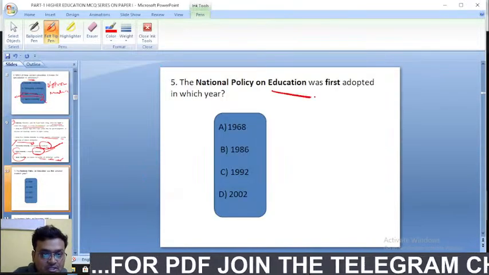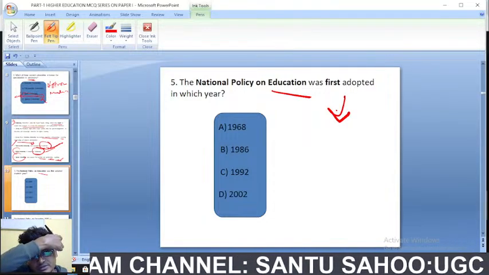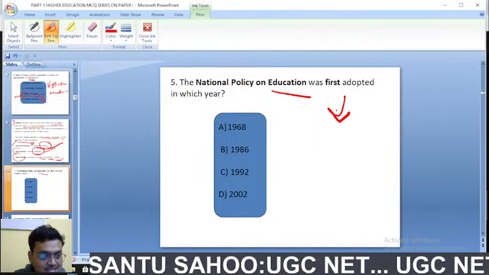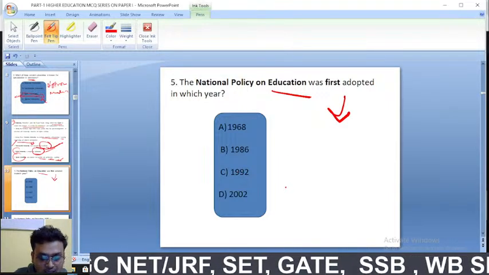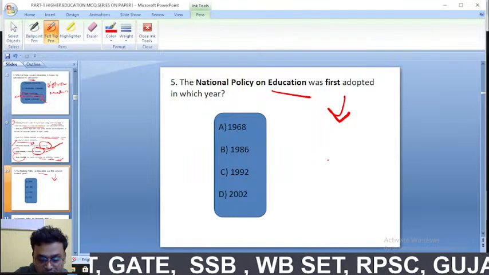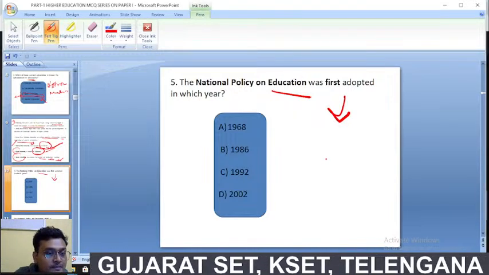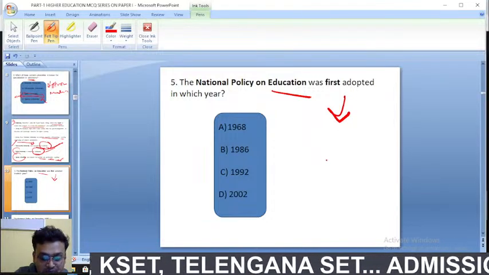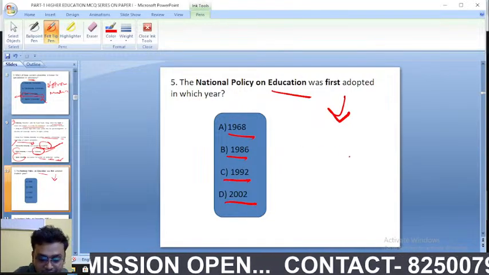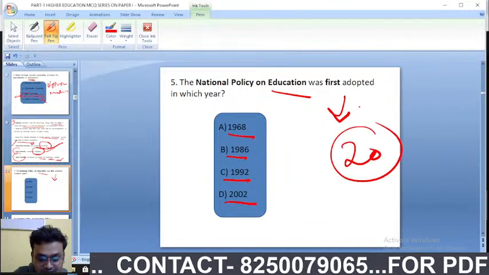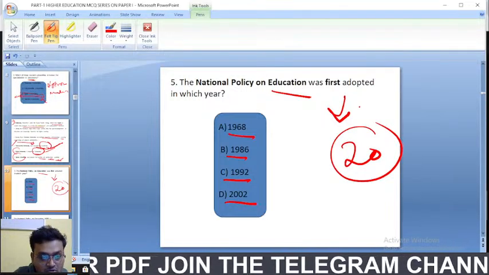The national policy on education was first adopted in which year? I told you, now we have 3 national policies on education: first, second and third. Third one is 2020, second 1986. The gap between the first and second is 20 years. National Policy on Education NEP first adopted in 68, 86, 1992. There is a gap of 20 years between first and second NEP. Second came in 1986, third came in 2020.